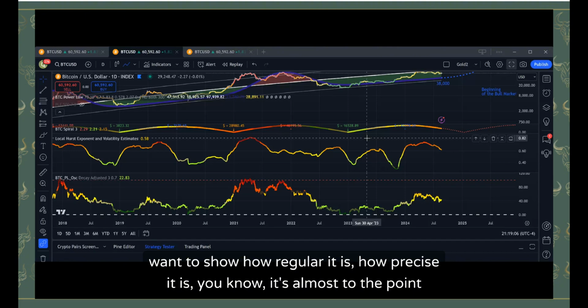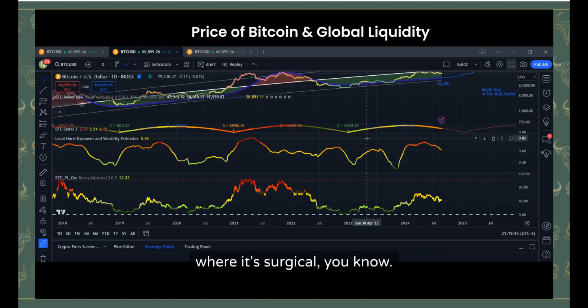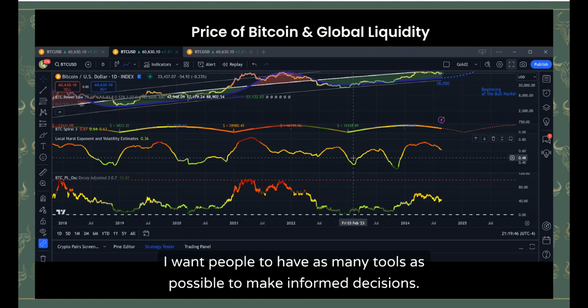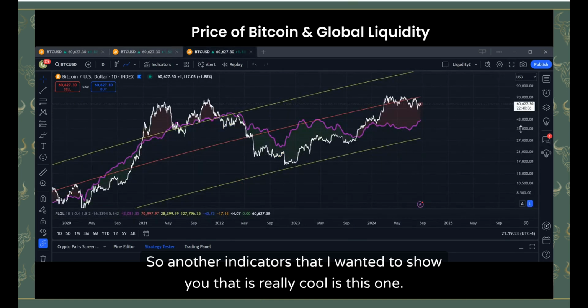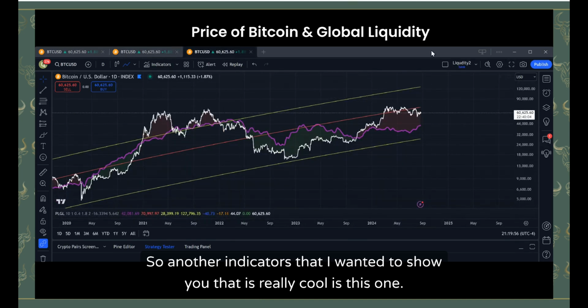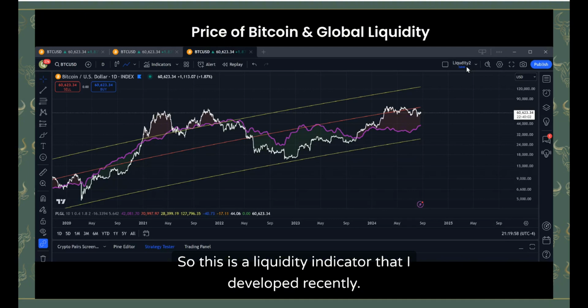There are so many ways that you can play this, but the entire point, as you can see, is that I want to show how regular it is, how precise it is. It's almost to the point where it's surgical, and there is no better, but I want people to have as many tools as possible to make informed decisions. So another indicator that I wanted to show you that is really cool is this one. This is a liquidity indicator that I developed recently.